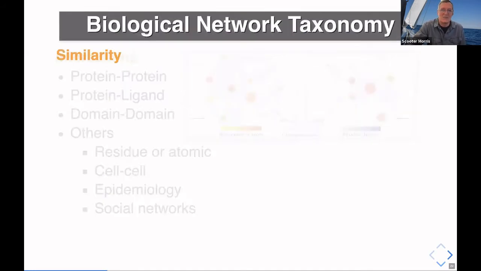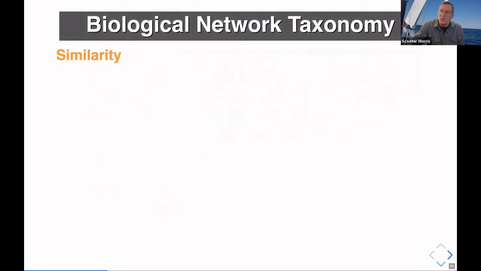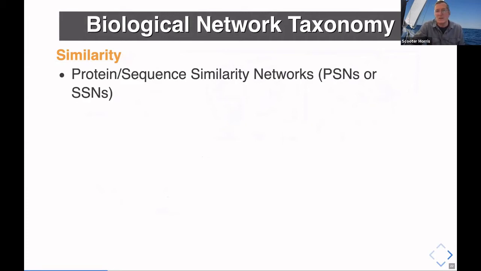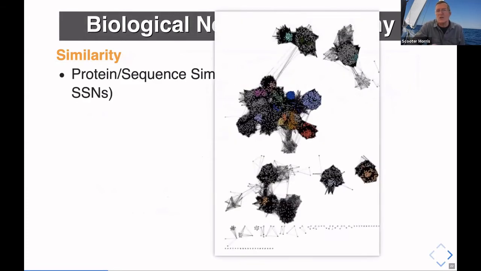The other kind of network that I spent my first Cytoscape explorations with are similarity networks. The most canonical one is sequence similarity networks, and that's what this is. This is a sequence similarity network for the imidohydrolase superfamily. And these turned out to be extremely useful.